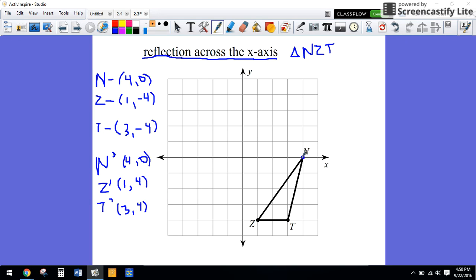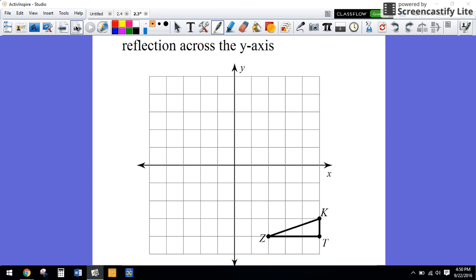We come over here and we plot these points. So I've still got one at 4, 0. Then I've got one at 1, 4, and one at 3, 4. And you guys should be able to tell when you're done drawing it if you truly did it correctly. This is a reflection over the x-axis.